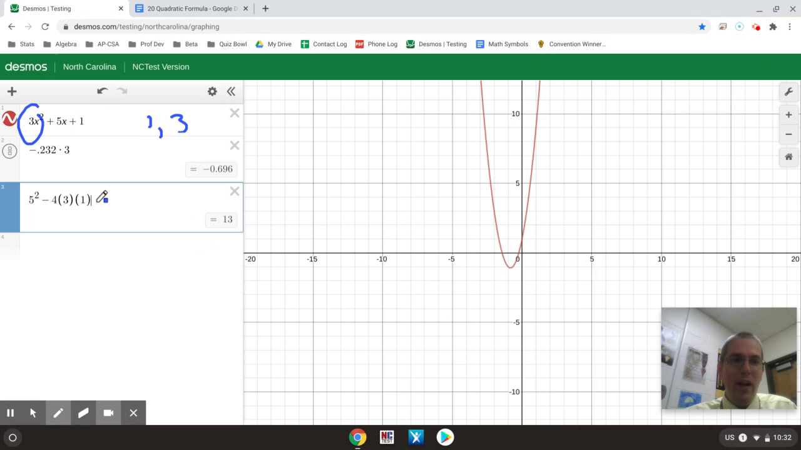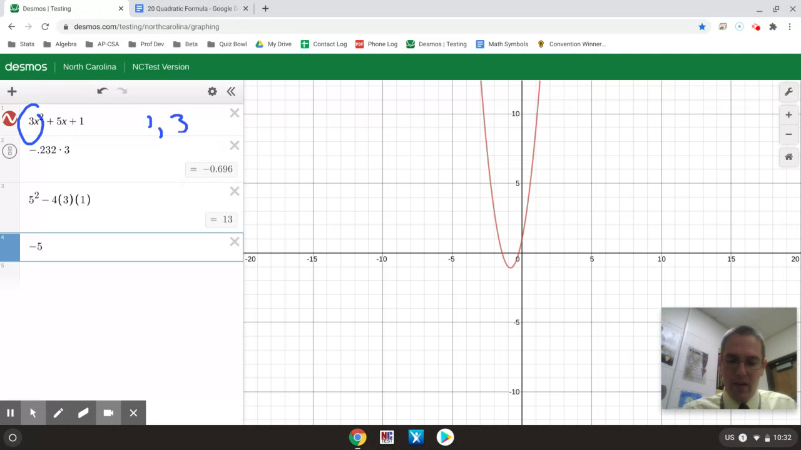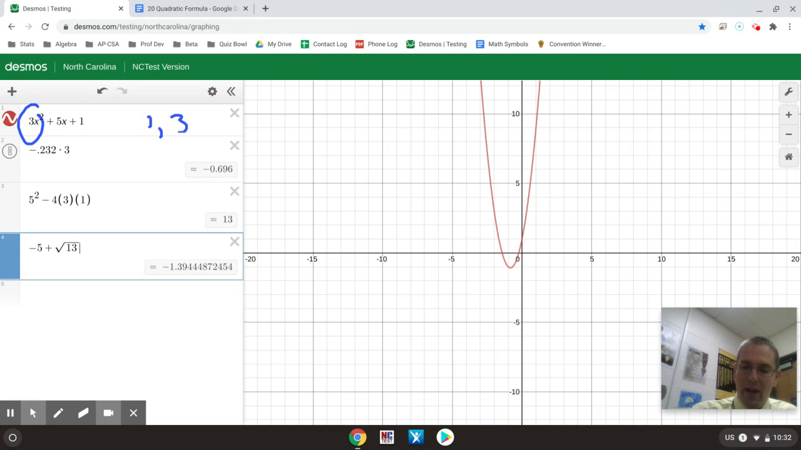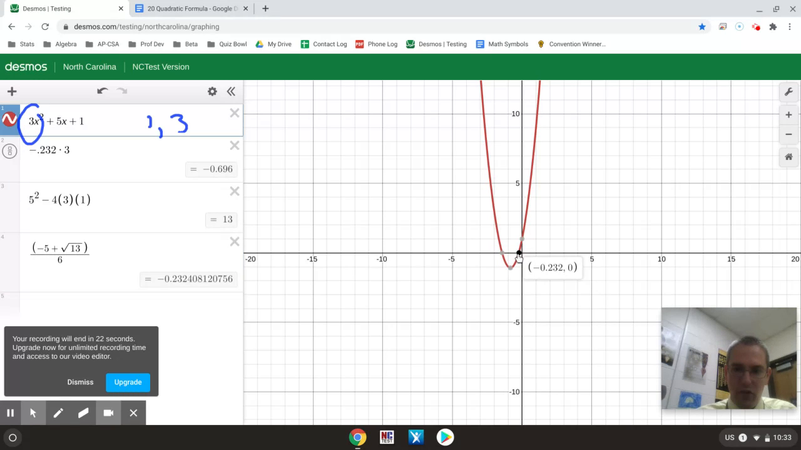If I want to check and see if that answer is correct, I can go over to Desmos, and I can say, okay, what happens if I have negative 5 plus, and I can get the square root in the corner under my function button. So I can do that, 13, and then I've got to put it all over 6. So I'm going to do a parenthesis and divide, and I can put it all over 6. I can see that this is one of my solutions. So one of my solutions is 0.23.